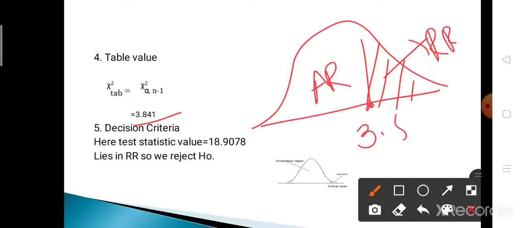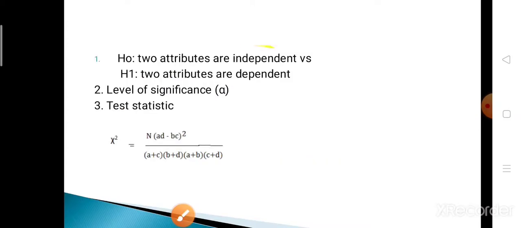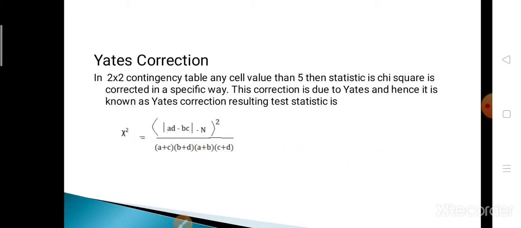Table value is 3.841. So the test statistic value 18.9078 lies in which region? Rejection region, because 18.9078 is greater than 3.841. So it lies in the rejection region. So we reject H0. That means reject H0, that means accept H1. That means here the two attributes are dependent. Okay. Now the last is Yates correction.